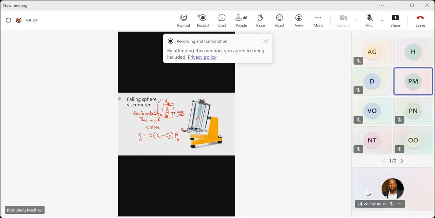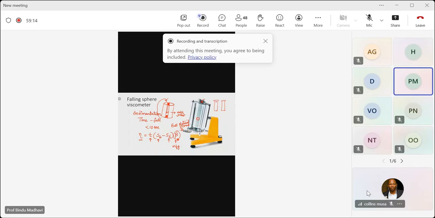So to repeat, eta is the viscosity of the liquid which we are measuring. T is the time taken by the ball to fall down. SB is the specific gravity of the ball. SF is the specific gravity of the liquid. Beta is a correction factor. We are going to use a beta correction factor, which is provided by the manufacturer of the equipment. So this beta value is going to depend on the ball, its material of construction, and also the dimensions of the ball.